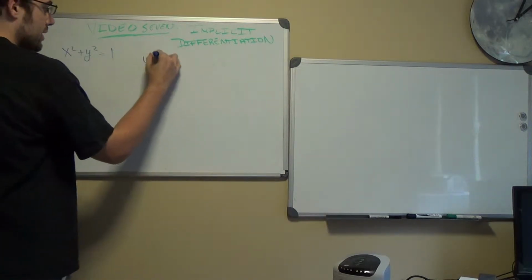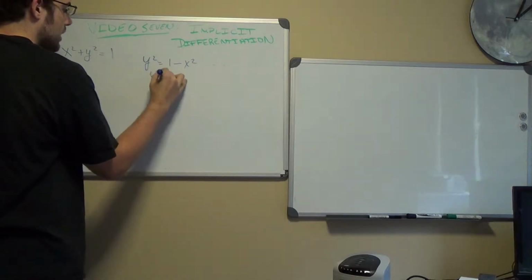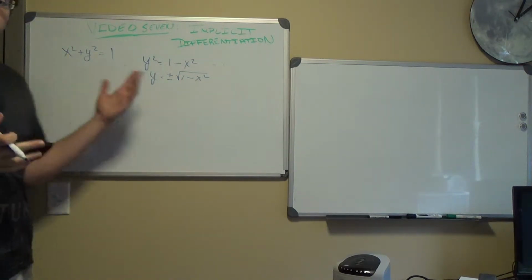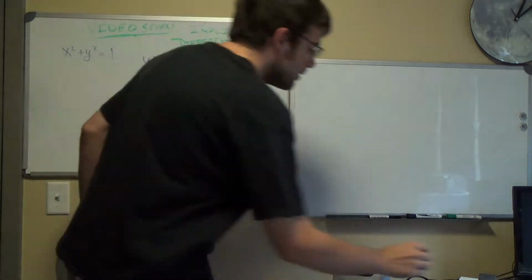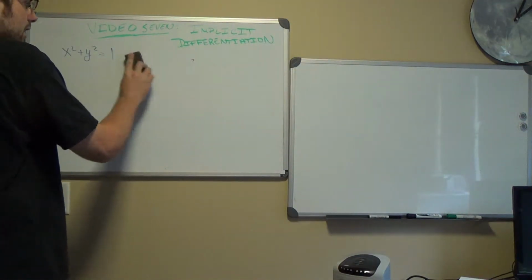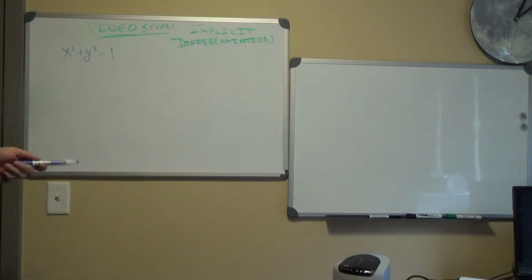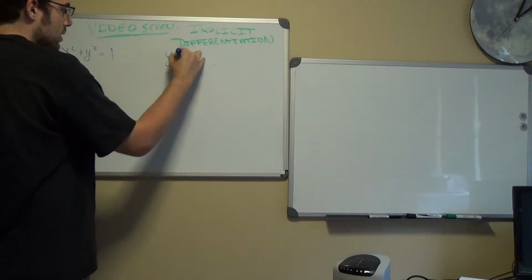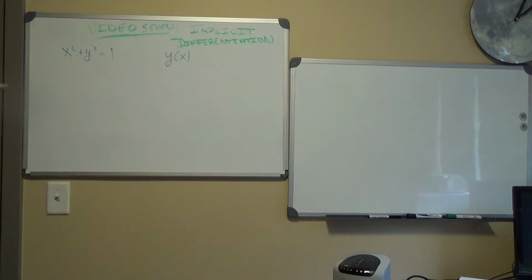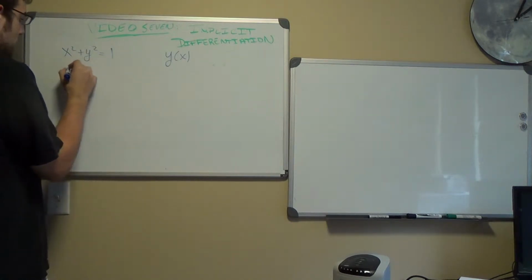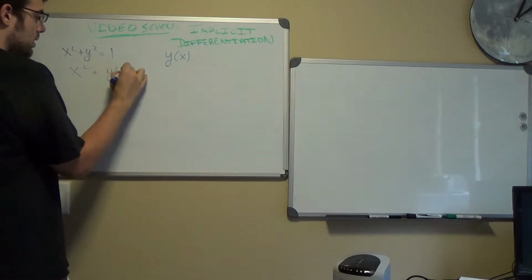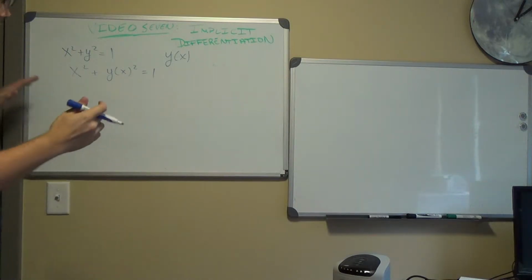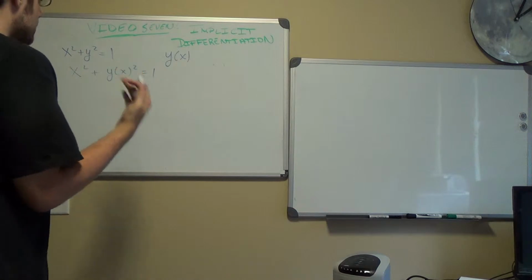Say if we were to do y squared equals 1 minus x squared, y equals plus or minus the square root of 1 minus x squared. It becomes difficult to evaluate the derivative for this, so there is a more direct way. If we have a function y of x, we can replace y with y of x. So we have x squared plus y of x squared equals 1. So now we just have to find the derivative.